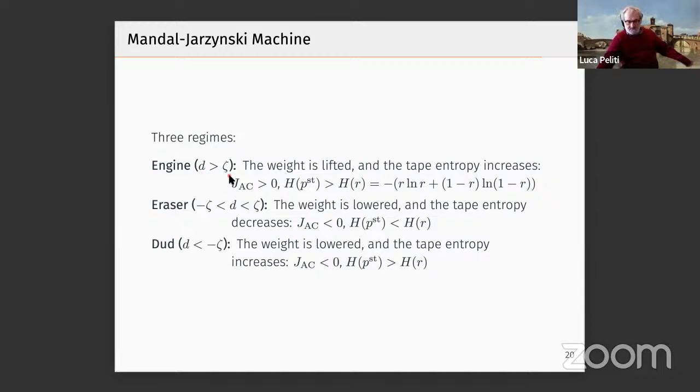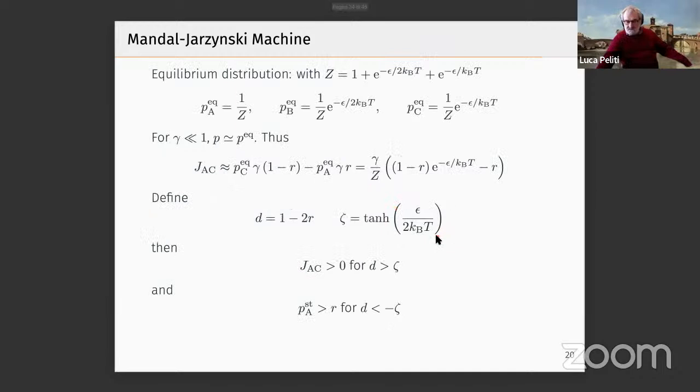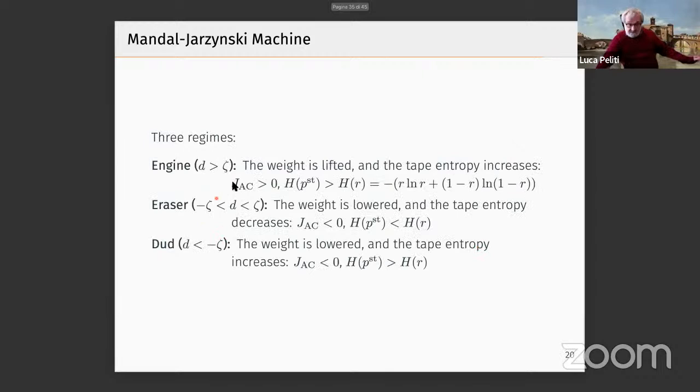So let's go back here. When T becomes large, the tangent goes to zero, so this condition is very easy to satisfy. When T is small, the hyperbolic tangent becomes of order one, and essentially there will be very few ways of satisfying this condition. This is due to the fact that you are controlling the probability of starting from C anyway. You can only gain work if you start from C. So if D is larger than this zeta, the weight on average is lifted and the entropy of the tape increases.